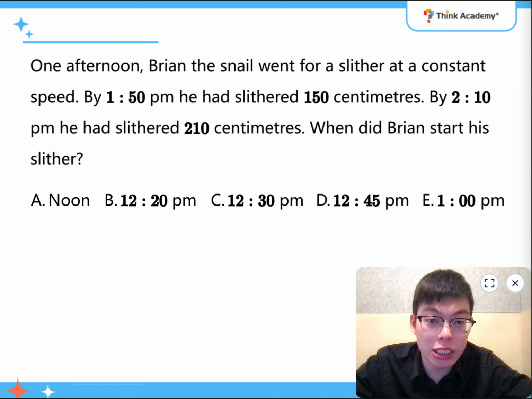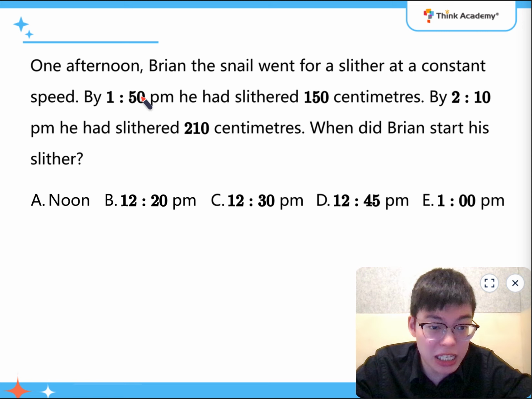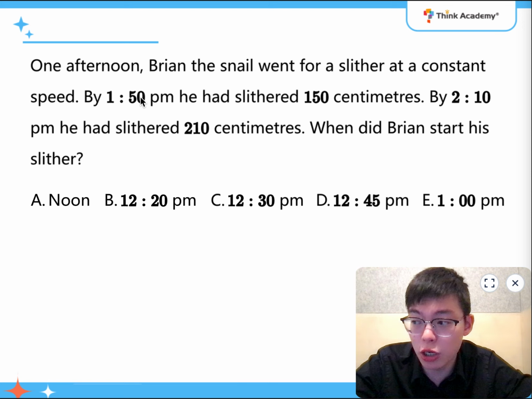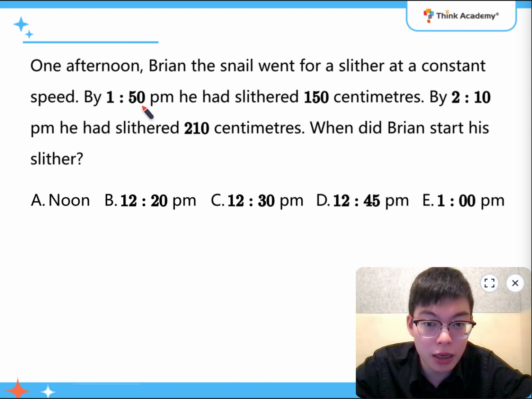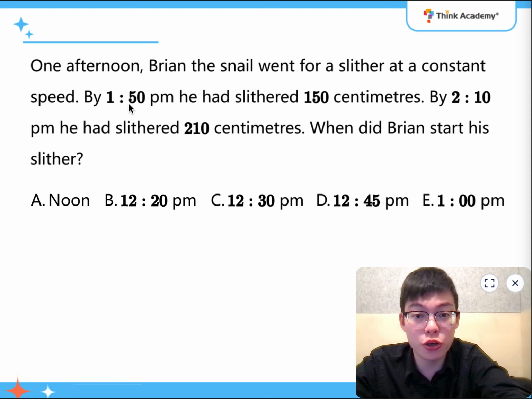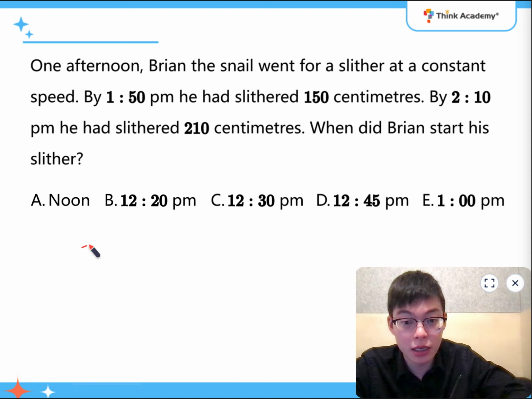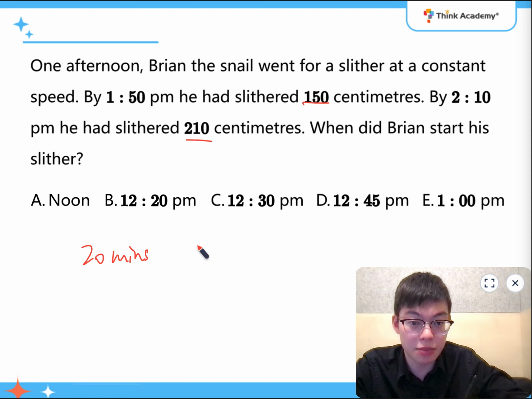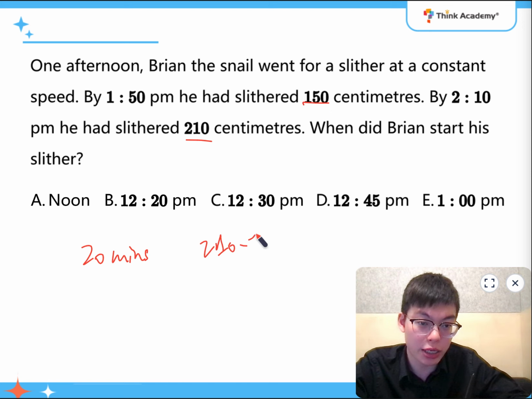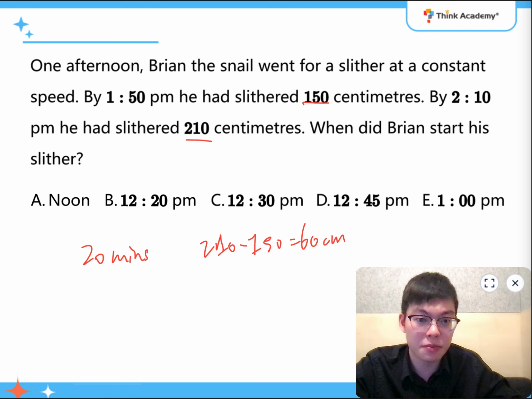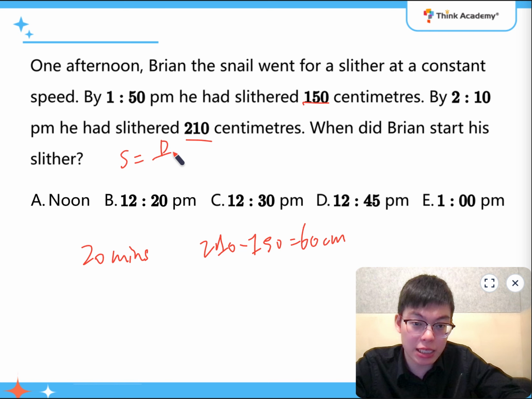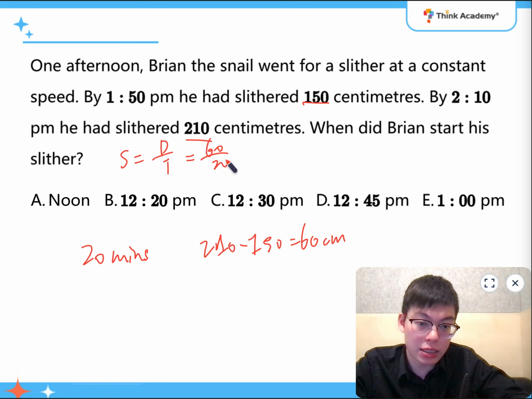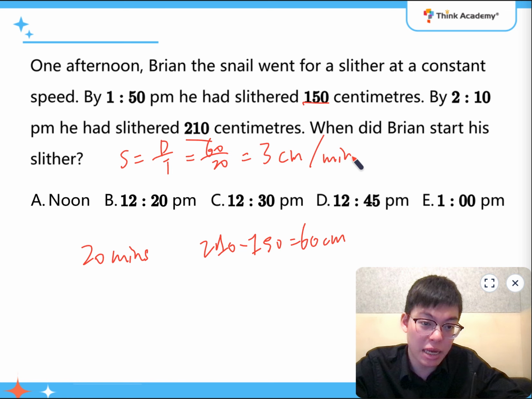And next, moving on to question 12, we have Brian the snail slithering, and this is again a speed, distance, and time problem. So you can say it's a word problem on speed, distance, and time. From 150 to 210, that's going to be 20 minutes, right? For 20 minutes, he has slithered 60 centimeters. 210, subtracting 150, 60 centimeters. So the speed is equal to the distance over time, which means 60 over 20. That's 3 centimeters per minute, right?